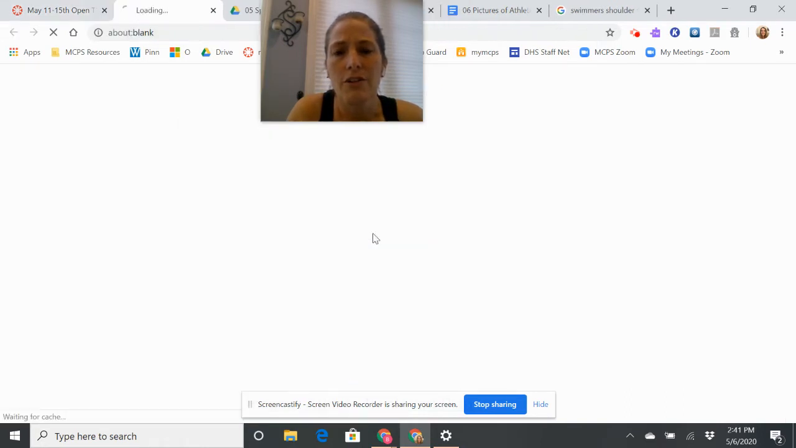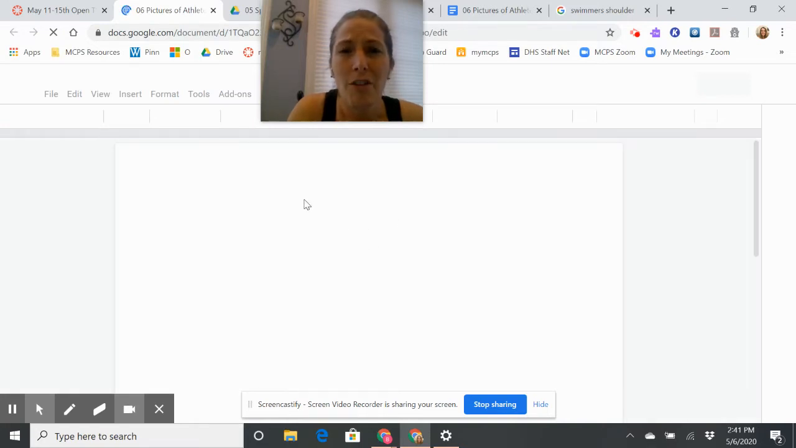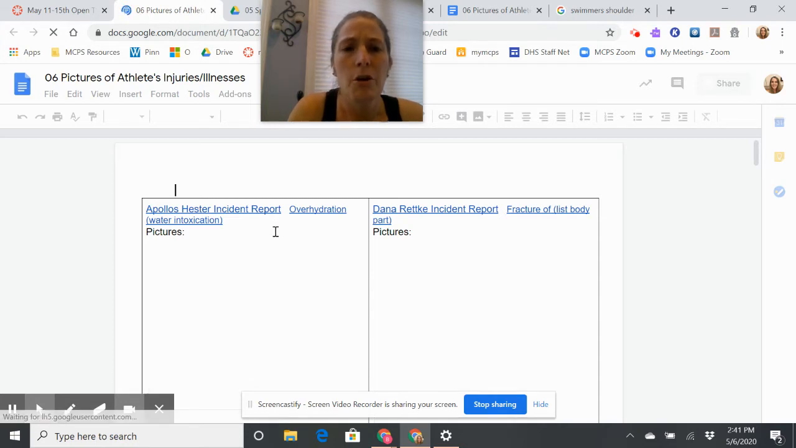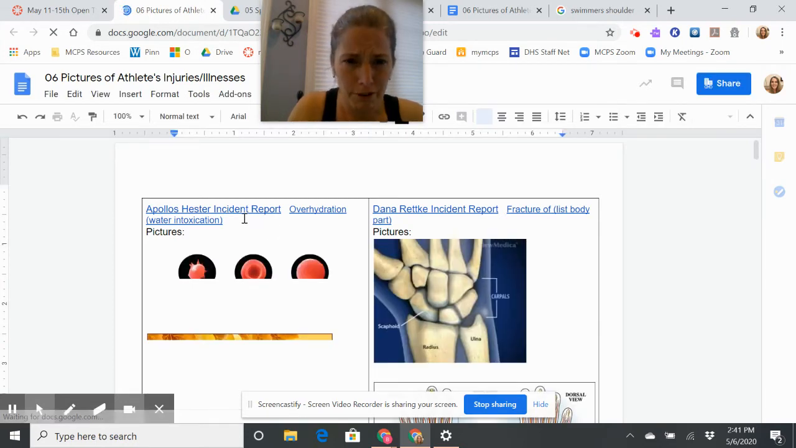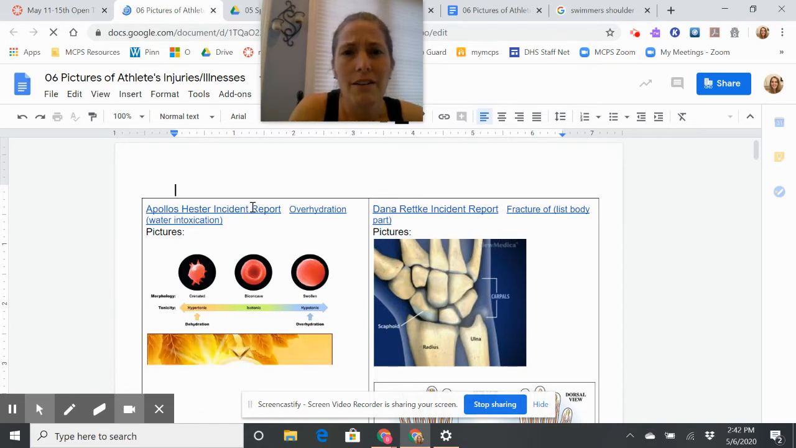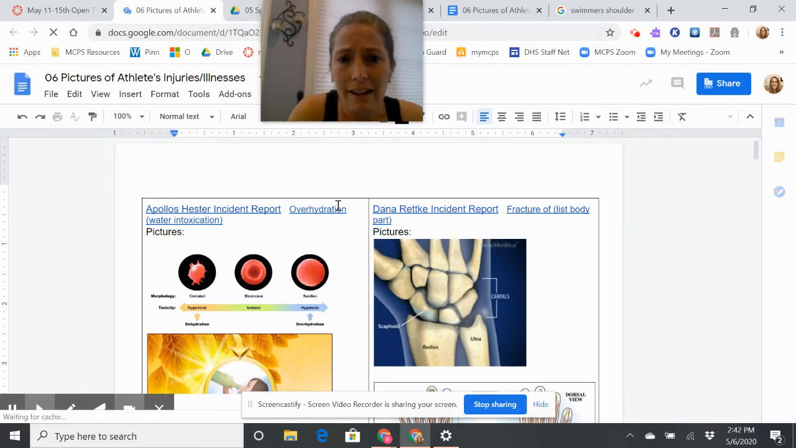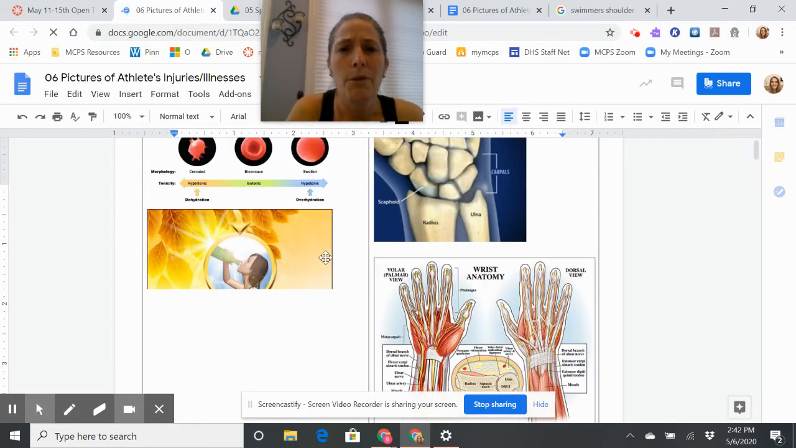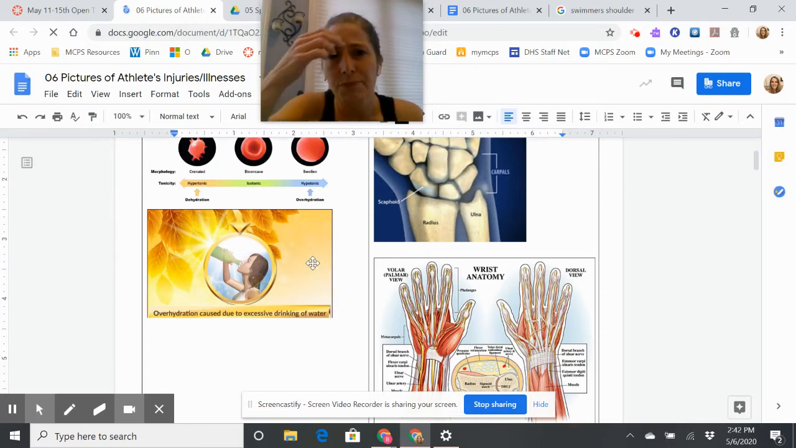This is pictures of your athlete's injury and diseases. When you open this up, I have all of the athletes on one document, so just scroll down to find your athlete. If you want to go back and remember the athlete's incident report, here's a link to it. If you want the link to the diagnosis and learning more about it, that link is a separate link right here. And then I put pictures that you can scroll down and see that will help you visualize that part of the athlete's body or some of the symptoms that are going along.